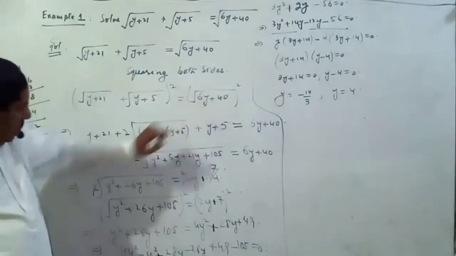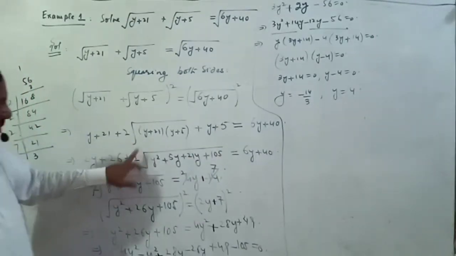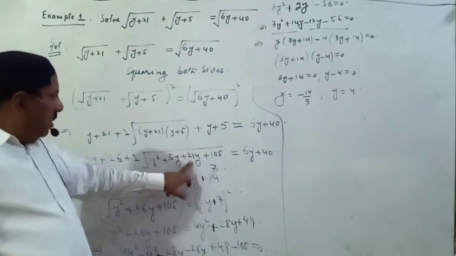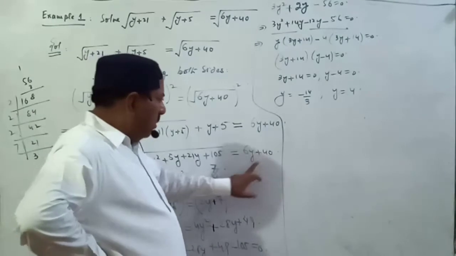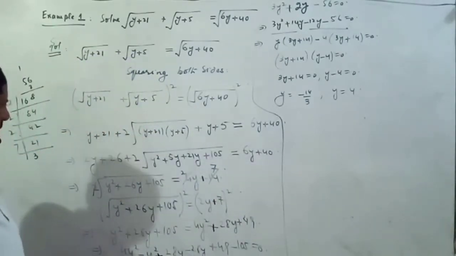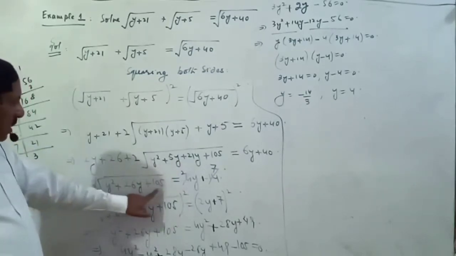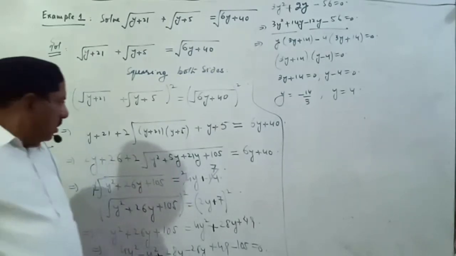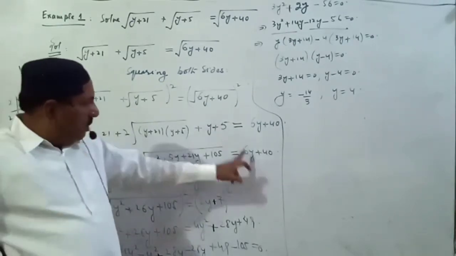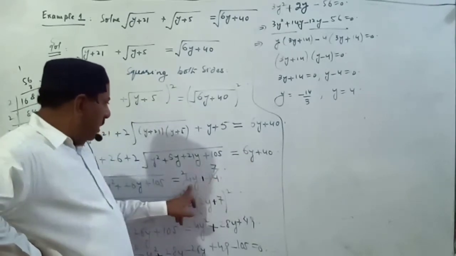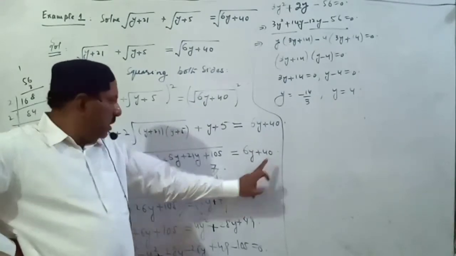Y plus y is 2y, 21 plus 5 is 26, plus twice of radical y square plus 5y plus 21y plus 105 is equal to remaining same 6y plus 40. So here 2 radical y square plus 26y plus 105 is equal to, when 2y shifts here, this will be 6y minus 2y, 4y. 26 shifted here, then it will be 40 minus 26, the remaining will be 14.